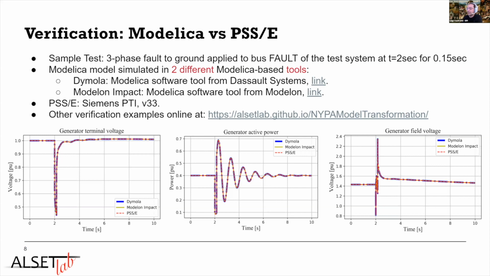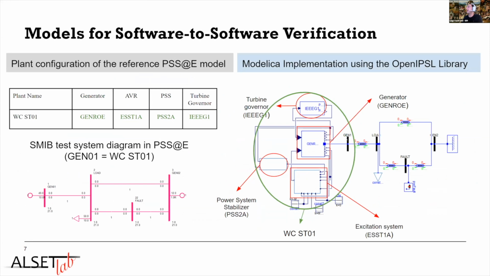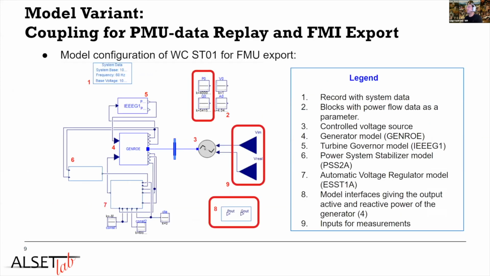So having done that, we can export FMUs. But before that, we have to actually reconfigure the model. So if you recall, the model looks like that when we're verifying it against the power system tool. But now we actually have to play back measurements. So we have to choose which measurements to play back and which measurements to compare to.